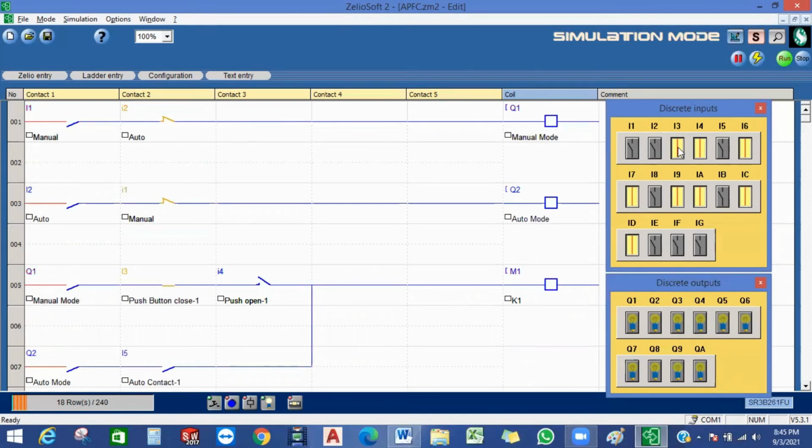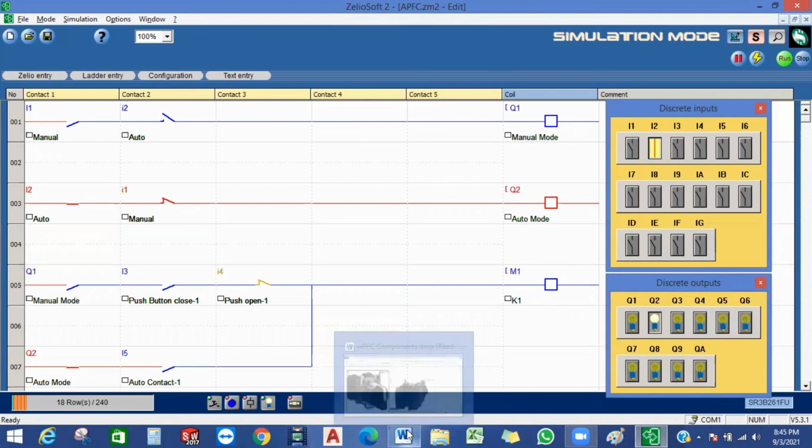Now we will reset all. Now we will turn the switch into auto mode. So this is your auto mode. Now turn the color auto, and this is also showing auto mode.